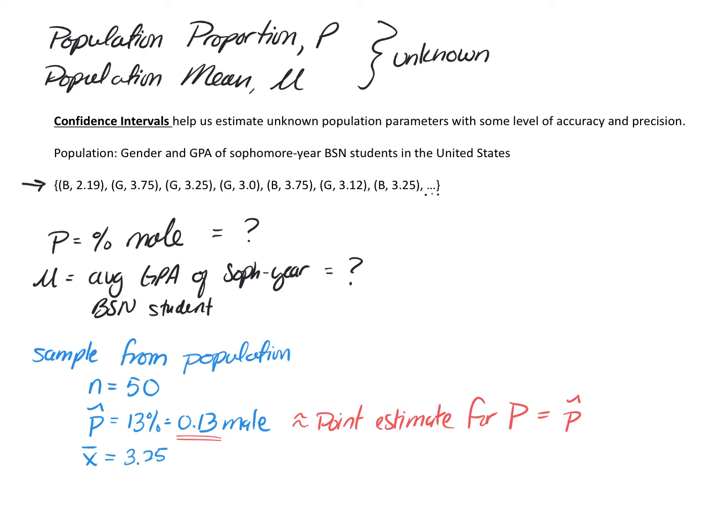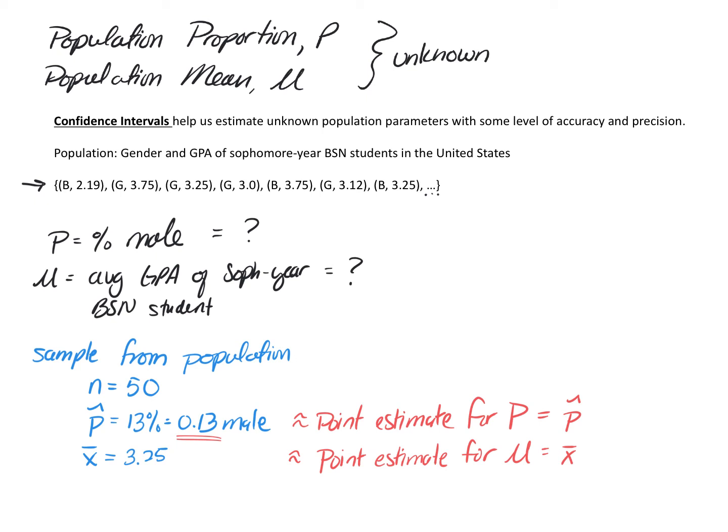And then if I wanted to estimate for mu for the population and I have just one sample, I could also use my sample statistic X bar. So X bar is also considered a point estimate because it is just one point that we're using to estimate for the population parameter mu. Again, that's just using one point from one sample. So we can say that 3.25 is a good estimation for the average GPA of all BSN students if I had just this one sample.